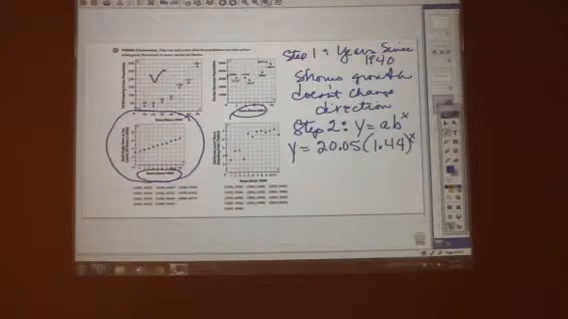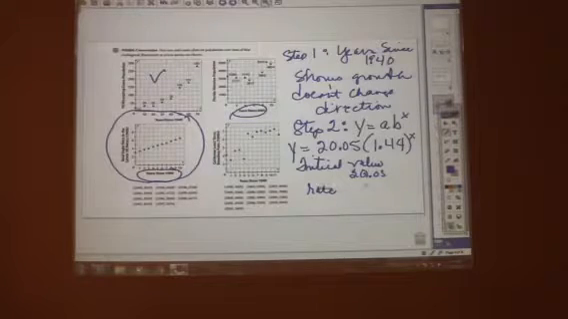What is the initial value? That's going to be the A. So initial value is 20.05. The rate would be the B, which is 1.44. Is it showing growth or decay? If the B is above 1, it's growth. So it's showing growth.